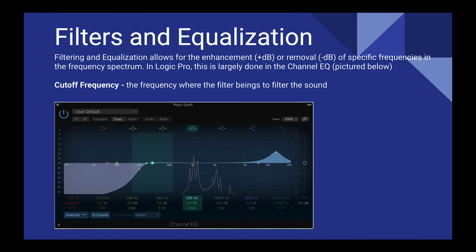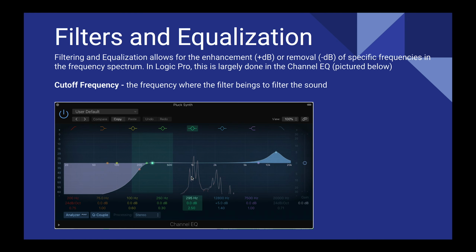Filters and equalization allow for the enhancement, the added dB, or removal, minus dB, of specific frequencies in the frequency spectrum. In Logic Pro, this is largely done in the channel EQ pictured below. So this is the channel EQ. It's a plugin that we use all the time. It's an excellent visual EQ that shows me the frequencies of the sounds that are coming out, in addition to what I'm cutting or enhancing.